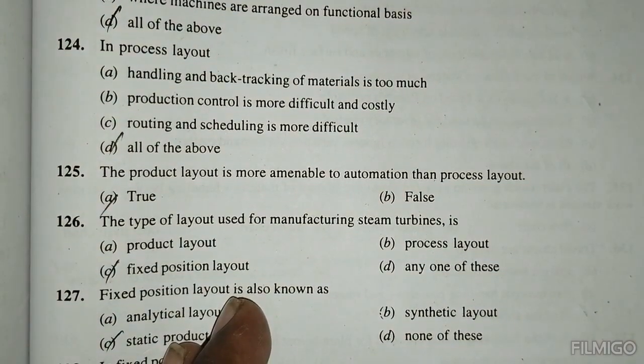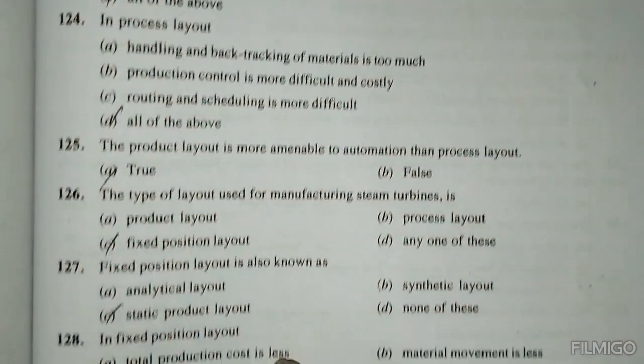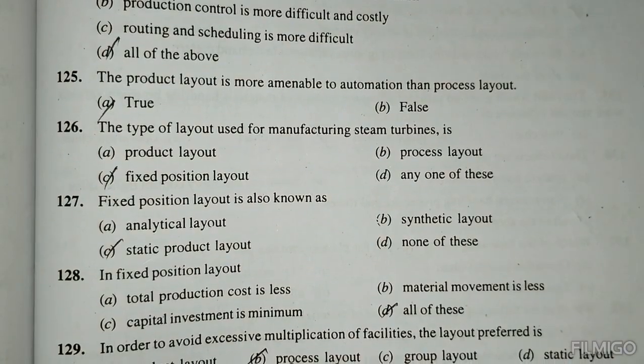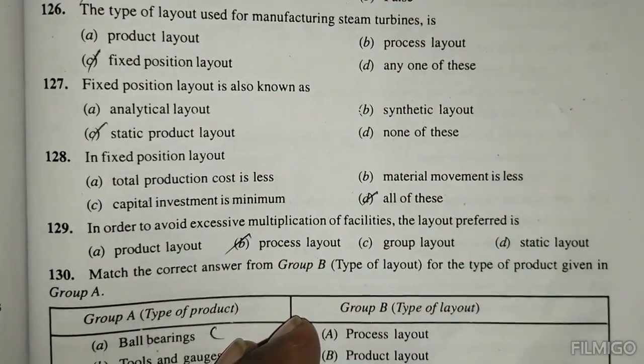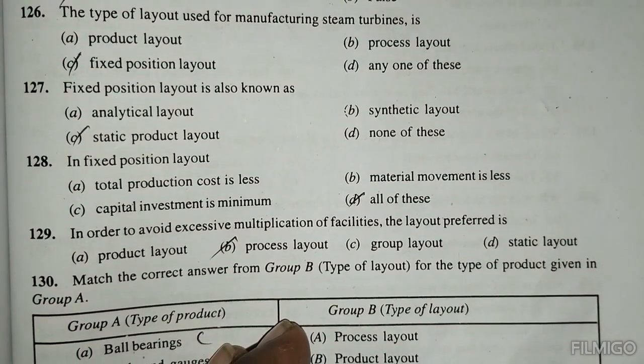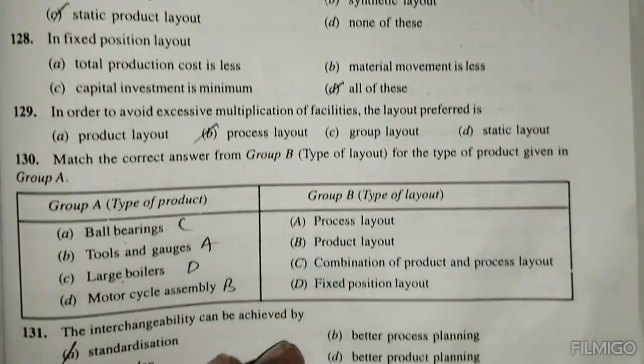A type of layout used for manufacturing a steam turbine is the fixed position layout. Fixed position layout is also known as static product layout. In order to avoid excessive multiplication of facilities, the layout preferred is the process layout.